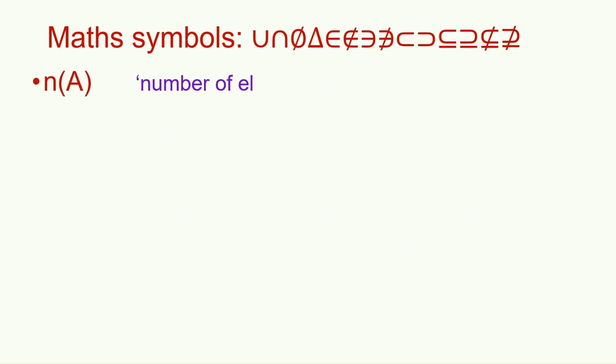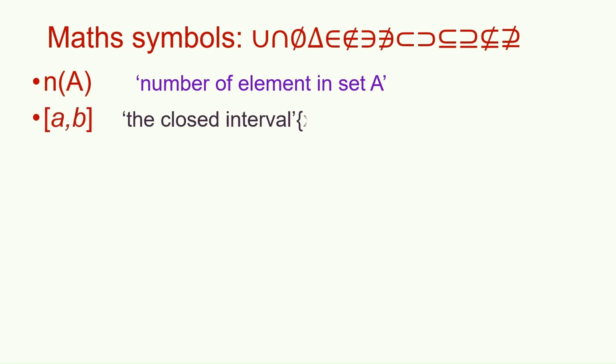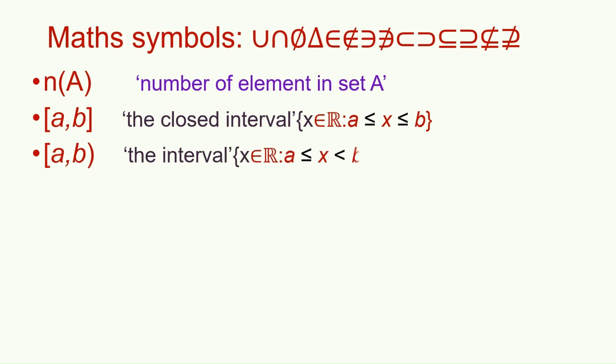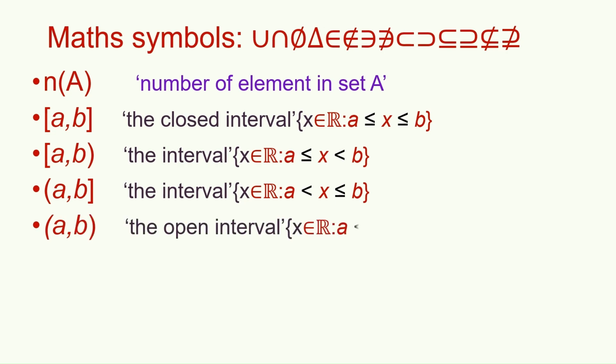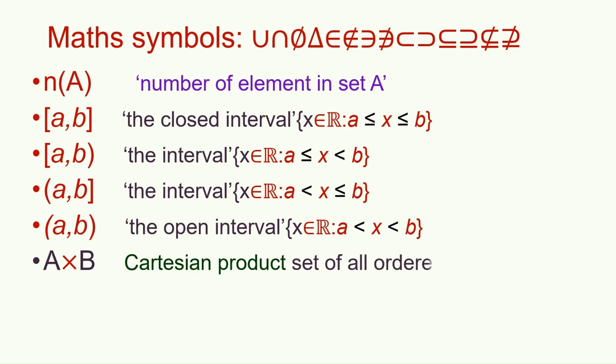n within brackets A: the number of elements in set A. Note the brackets in the following. A comma B within square brackets is the closed interval: x is a member of the real numbers, a less than or equal to x less than or equal to b. A, B is the interval x such that a less than or equal to x less than b. A, B is the interval x such that a less than x less than or equal to b. A, B is the open interval x such that a less than x less than b.